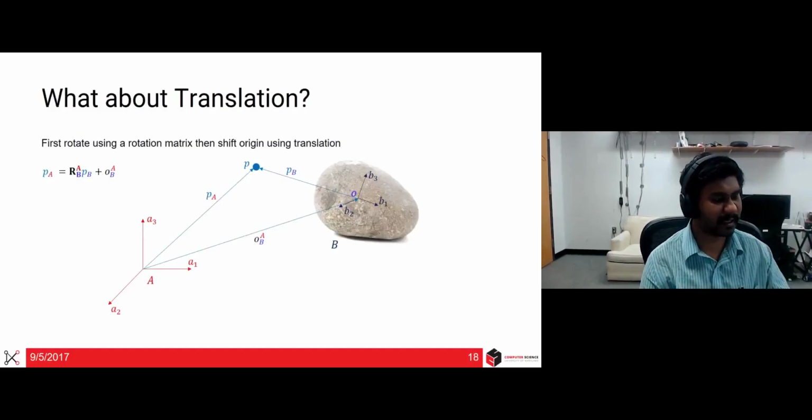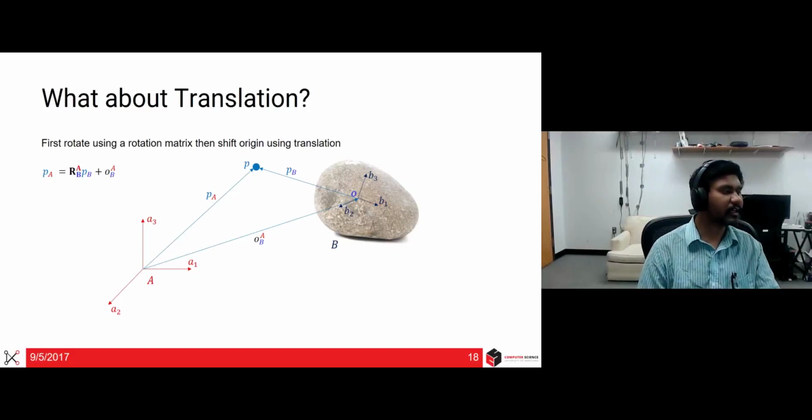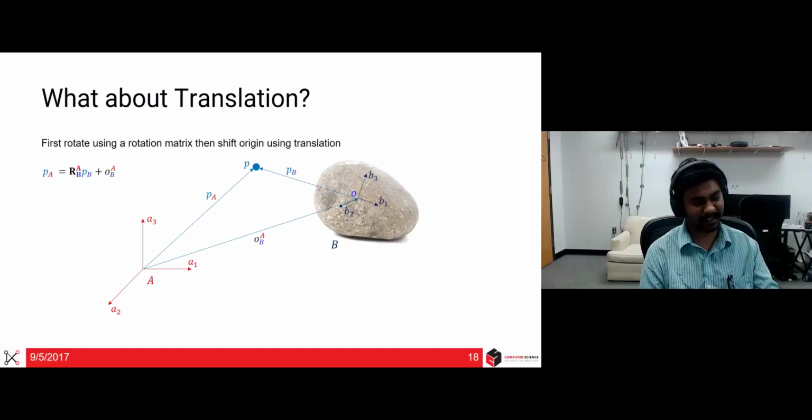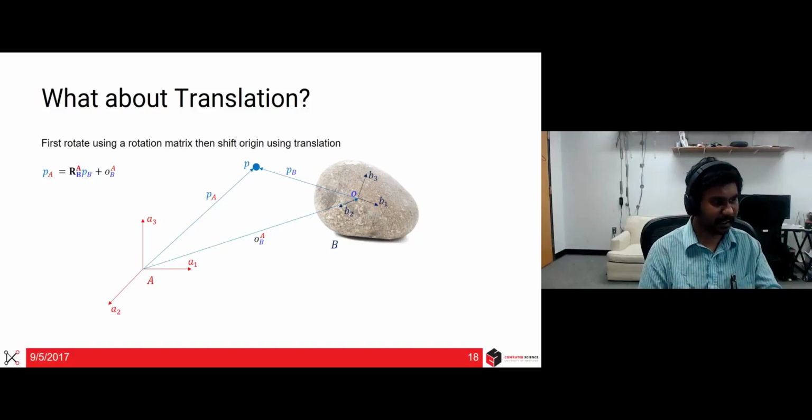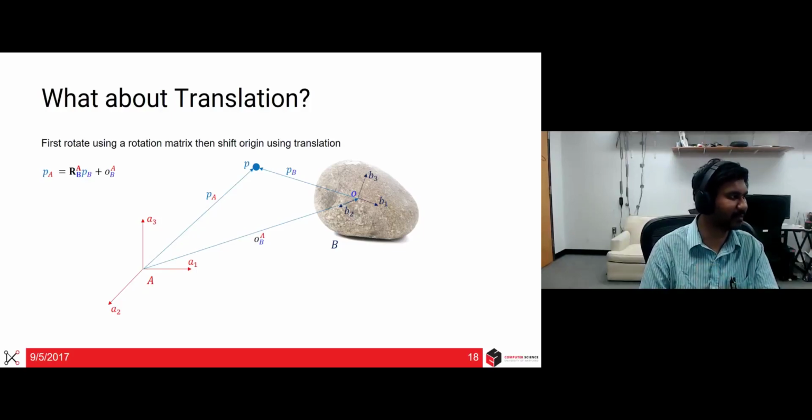Now, in all this, we assumed that the translation was 0, but we still have to talk about translation because most of the places you will have both translation and rotation. So just to summarize it in one sentence, like we said before: rotate the transformation first and then shift the origin using translation, which is a simple vector sum as depicted in the slide here.